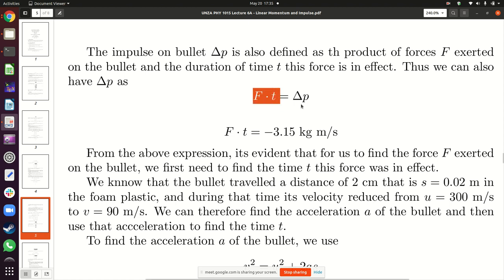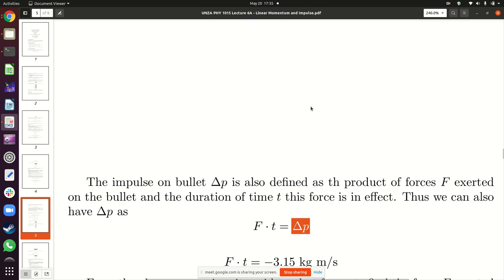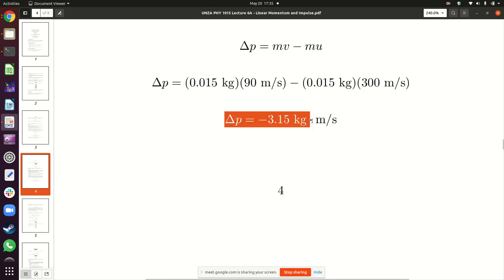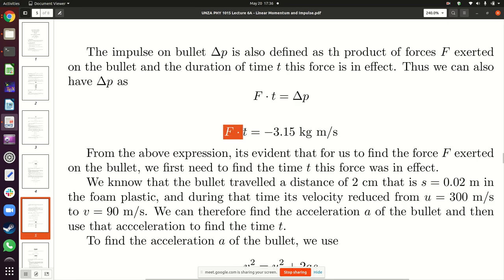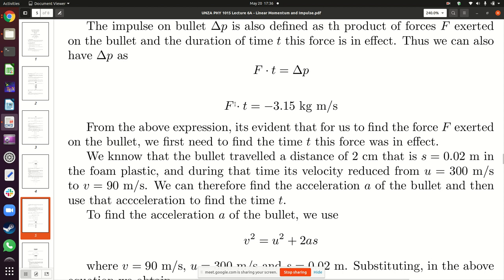What this gives you is the change in linear momentum. And this is what we have already worked out here, that the change in linear momentum is minus 3.15 kg m/s. So this is what you have here: Ft is equal to minus 3.15 kg m/s. So this we know. However, at the moment, we are looking for this F, which is the resultant force that is going to cause your bullet to slow down. However, we also do not know at this particular time how much time it's going to take the bullet to pass through the plastic.